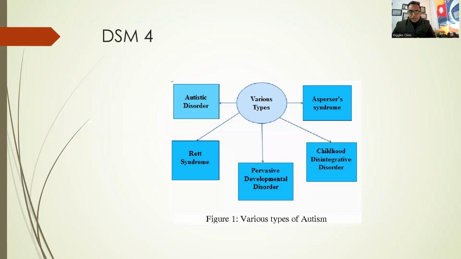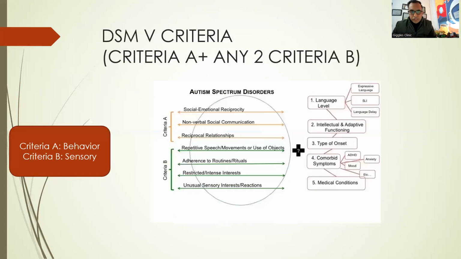So in DSM-4, again, there were different types, such as autistic disorder and Rett. These were the different classifications or subcategories of autism spectrum disorder. But now they have all become obsolete and they have become a single disorder, ASD. Now, this is the main criteria which we now use in DSM-5 for diagnosis of autism spectrum disorder.